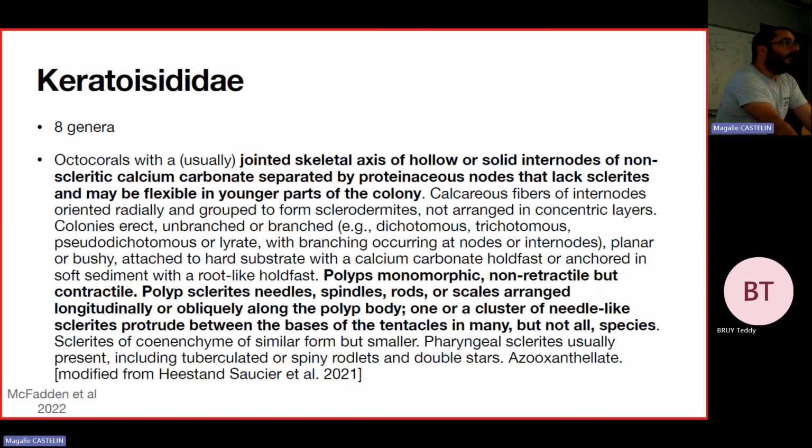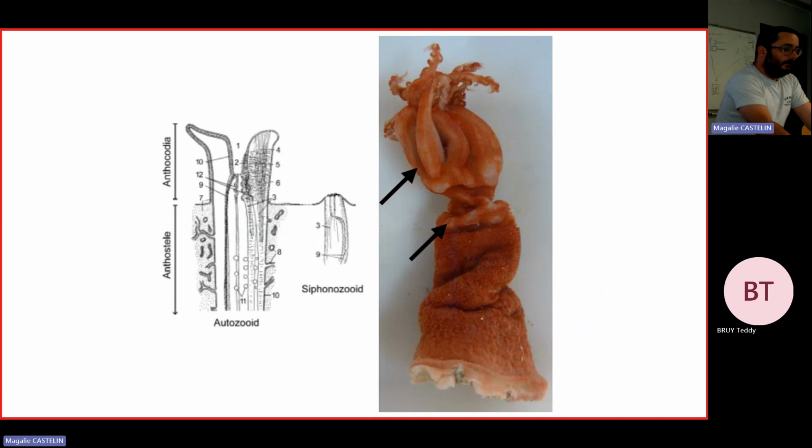I'm missing a picture. Corallium, Hemicorallium, Paragorgia, Bathyalcyon. They all belong to this Coralliidae family. So the missing picture is a Paragorgia.